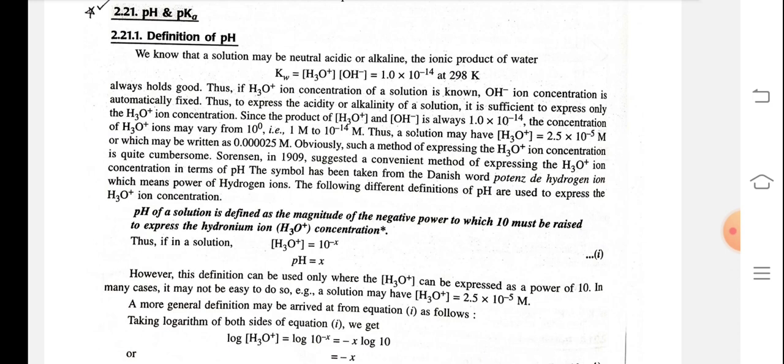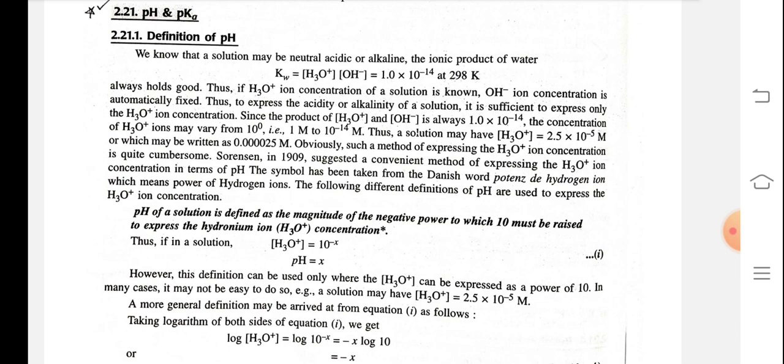Sorensen in 1909 suggested a convenient method of expressing the H3O+ ion concentration in terms of pH. The symbol has been taken from the Danish word potential, hydrogen ion, which means power of hydrogen ion. The following different definitions of pH are used to express H3O+ ion concentration. pH of a solution is defined as the magnitude of the negative power to which 10 must be raised to express the hydronium ion concentration.